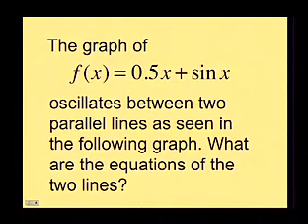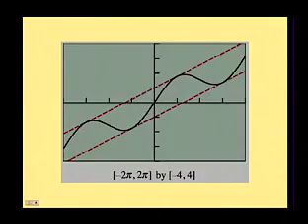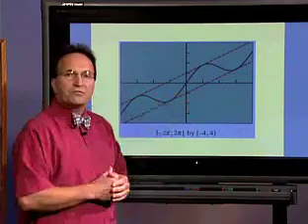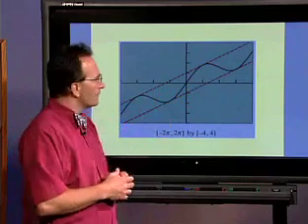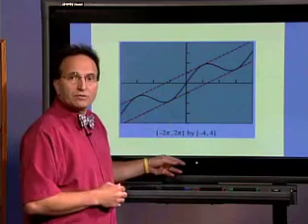The graph of f(x) = 0.5x + sin x oscillates between two parallel lines as seen in the following graph. What are the equations of the two lines? Here's the graph where we see it oscillating between those two red dotted lines. We want to figure out what the equations for those lines are. So let's take a look algebraically.